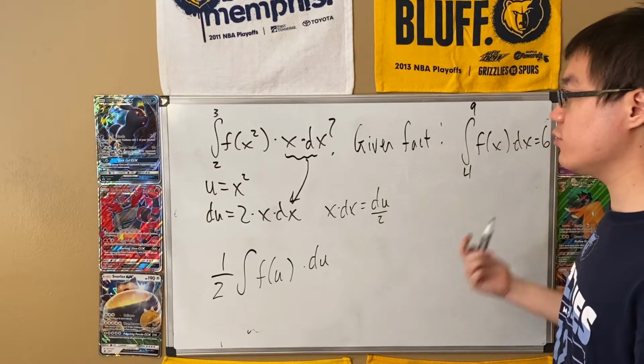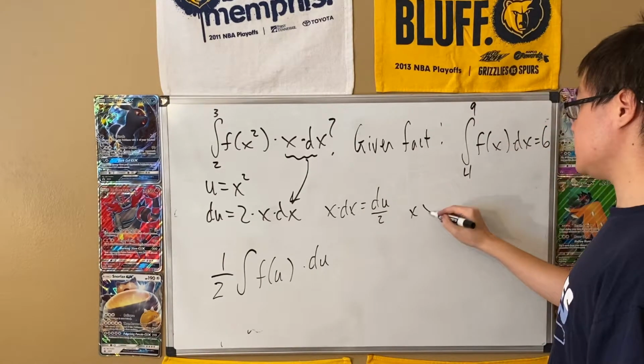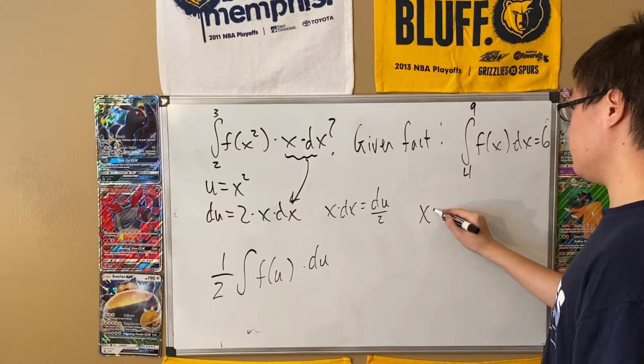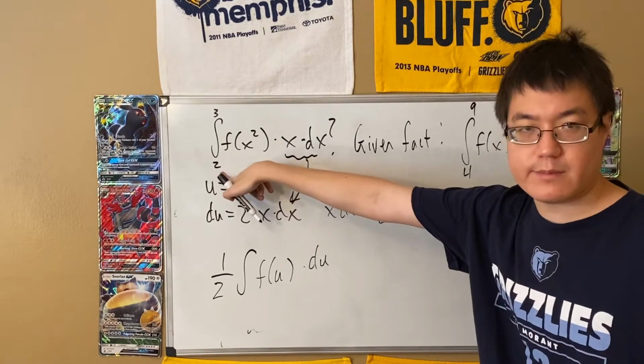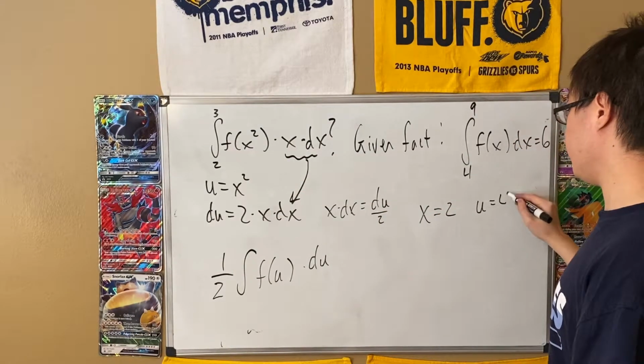Then we do need to change the numbers, but the numbers will probably be these. When x is equal to 2, the old bottom number, we plug it into the u, so our new number is going to be 4.